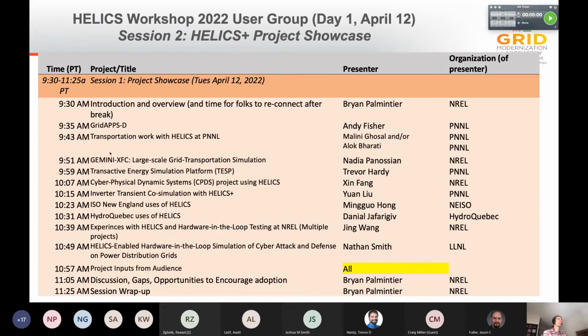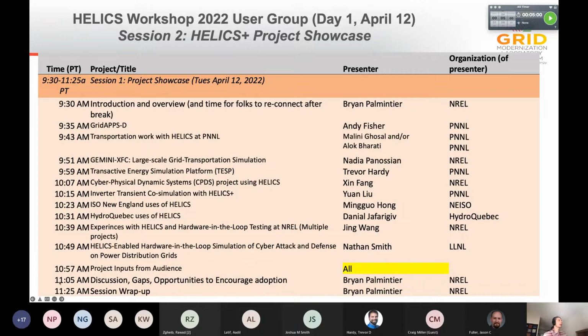Here's our fairly packed agenda. In general, there's about 5 minutes for each of the presentations, plus a couple minutes for Q&A. And you can see we have a mix of lab and industry partners here, which we're excited to have.